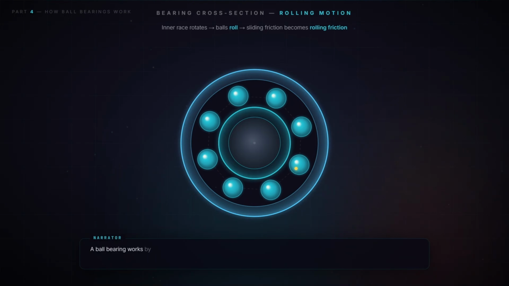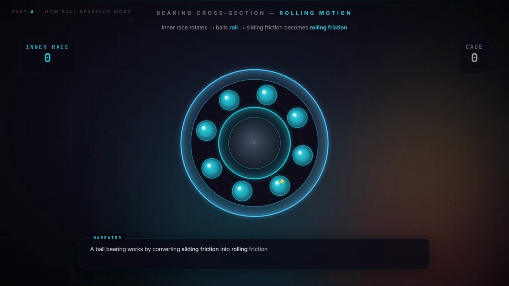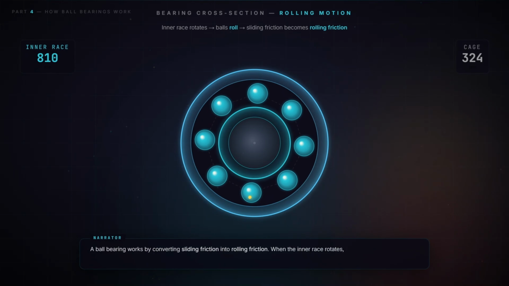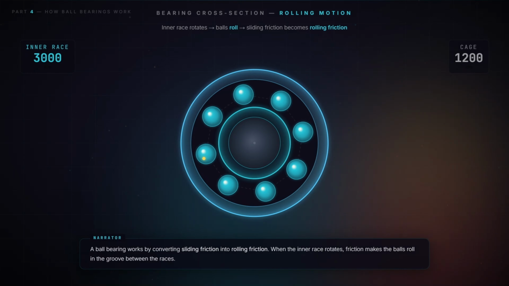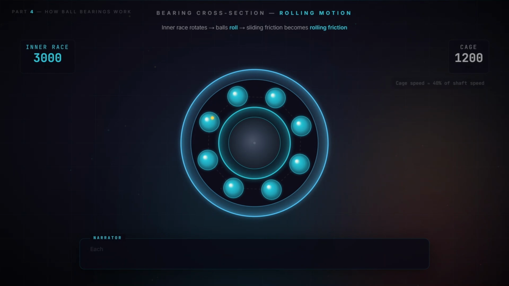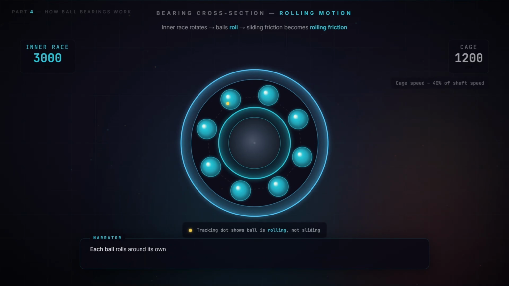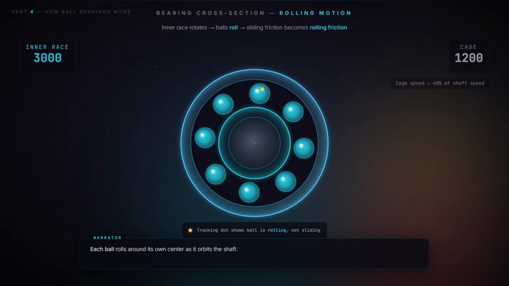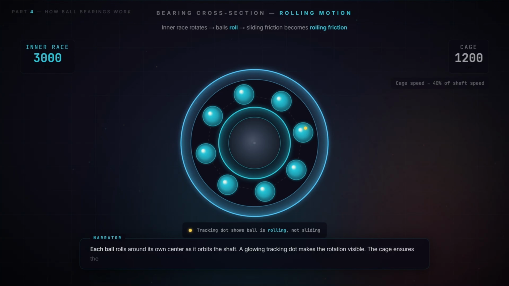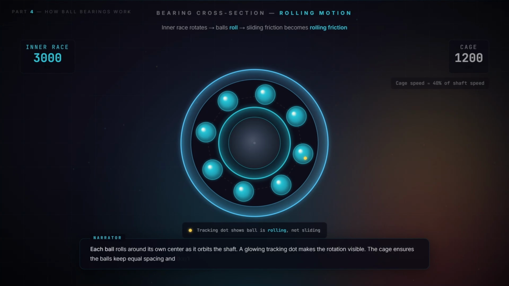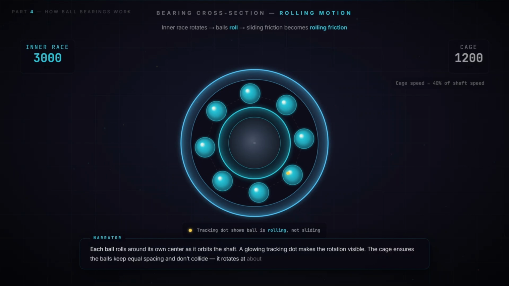A ball bearing works by converting sliding friction into rolling friction. When the inner race rotates, friction makes the balls roll in the groove between the races. Each ball rolls around its own center as it orbits the shaft. A glowing tracking dot makes the rotation visible. The cage ensures the balls keep equal spacing and don't collide. It rotates at about 40% of shaft speed.